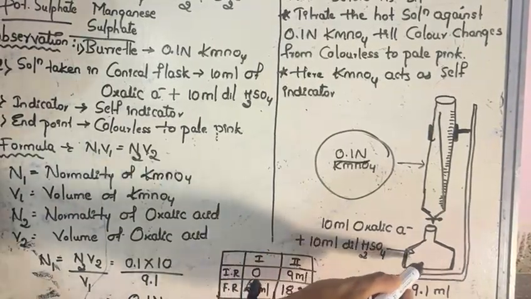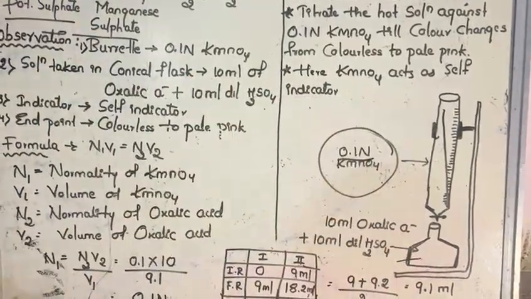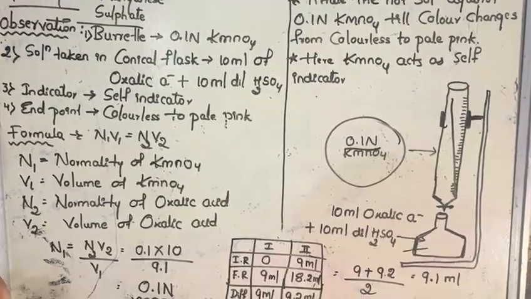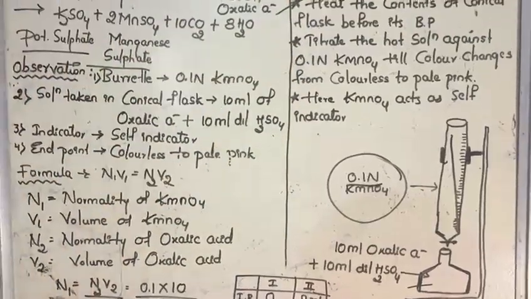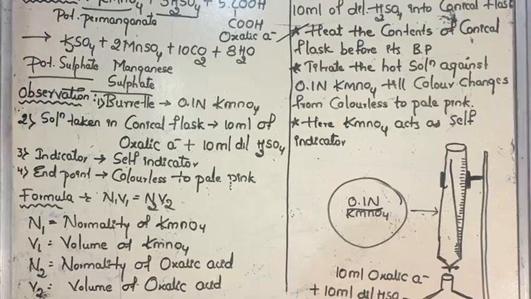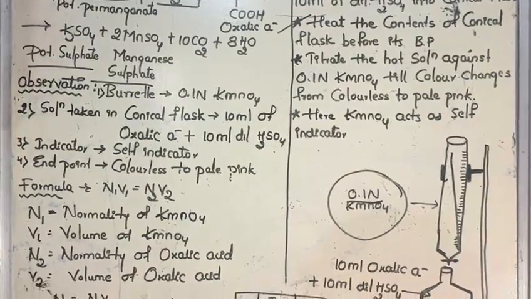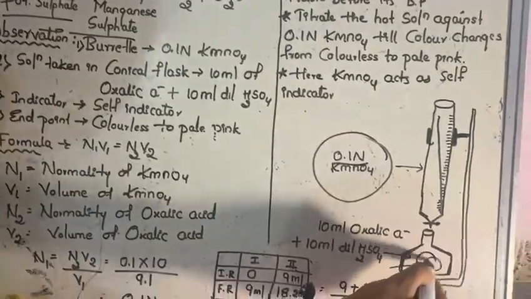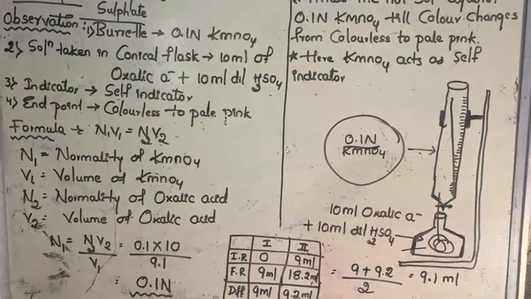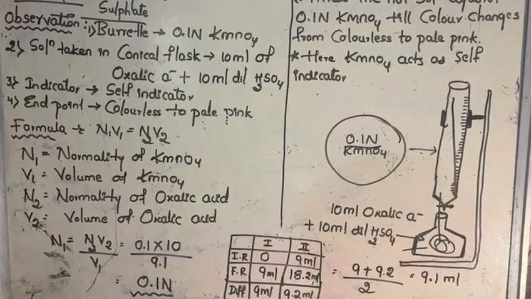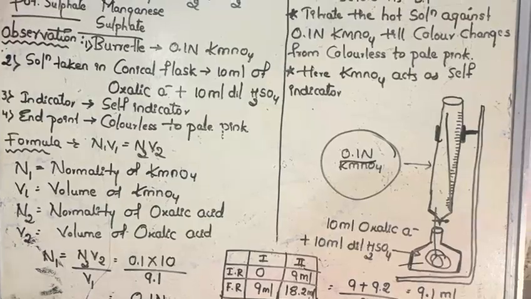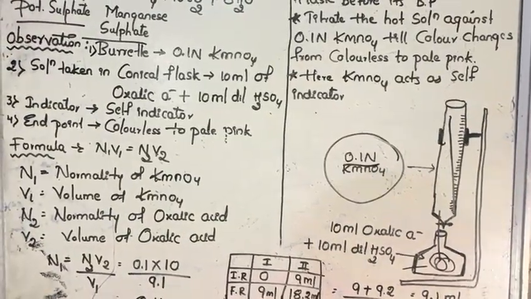In the conical flask I am taking 10 ml of oxalic acid and 10 ml of dilute sulfuric acid. The next step is to heat the content of the conical flask, but it should not cross the boiling point. Then titrate the content of the conical flask against the burette content, that is 0.1 normal KMnO₄, till the color changes from colorless to pale pink. Here we are not adding any indicator because KMnO₄ acts as a self indicator.